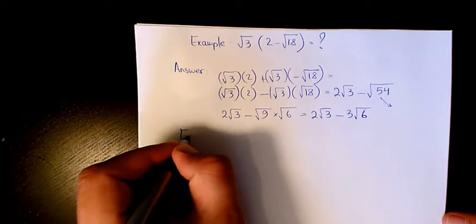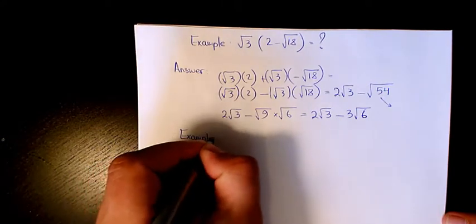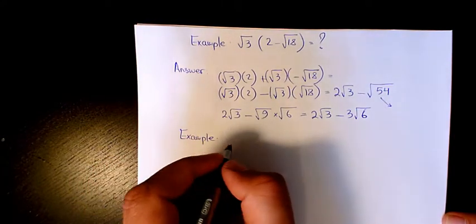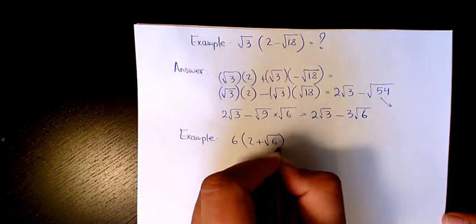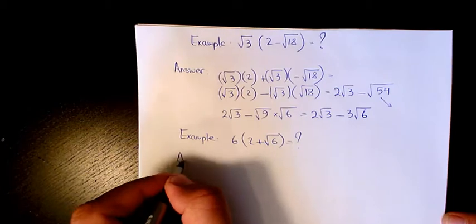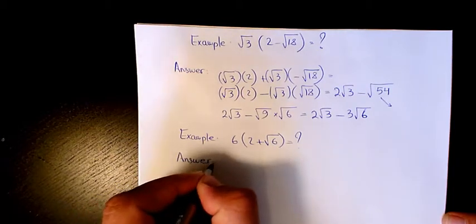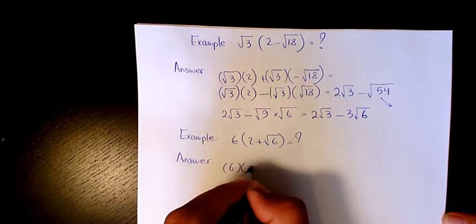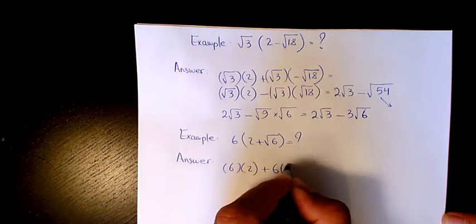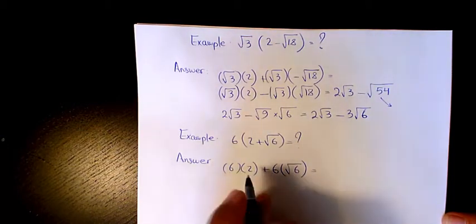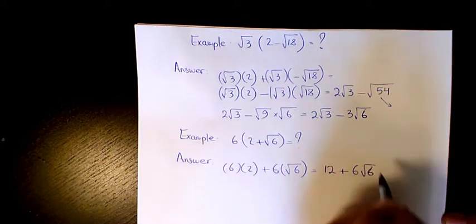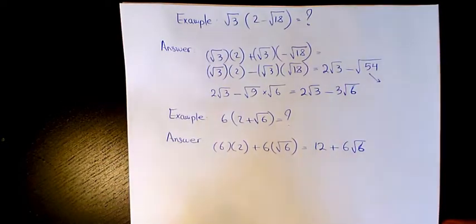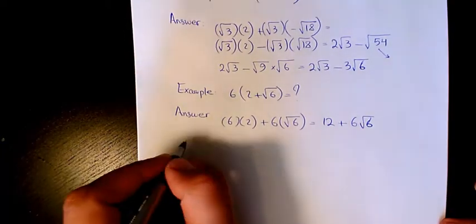Next example, we have 6 times 2 plus root 6. The answer is 6 times 2 plus 6 times square root of 6. So 6 times 2 is 12 plus 6 times root 6. We cannot simplify it more than that.